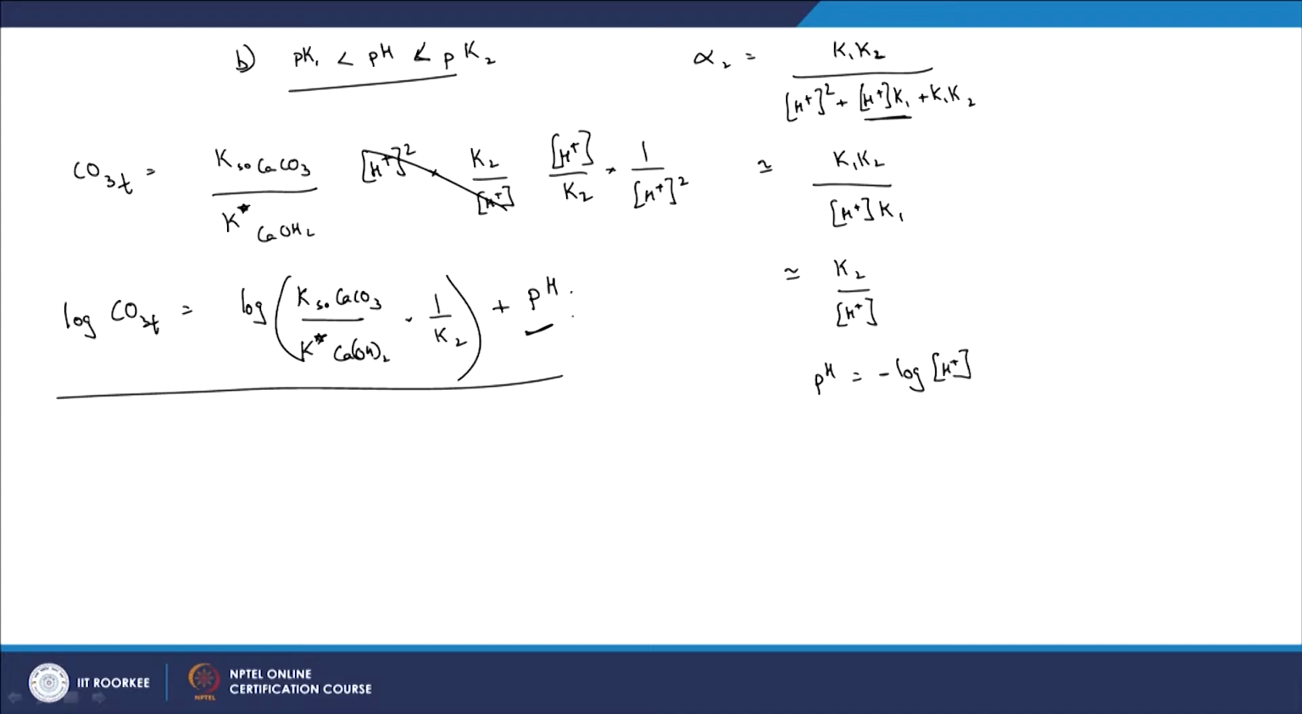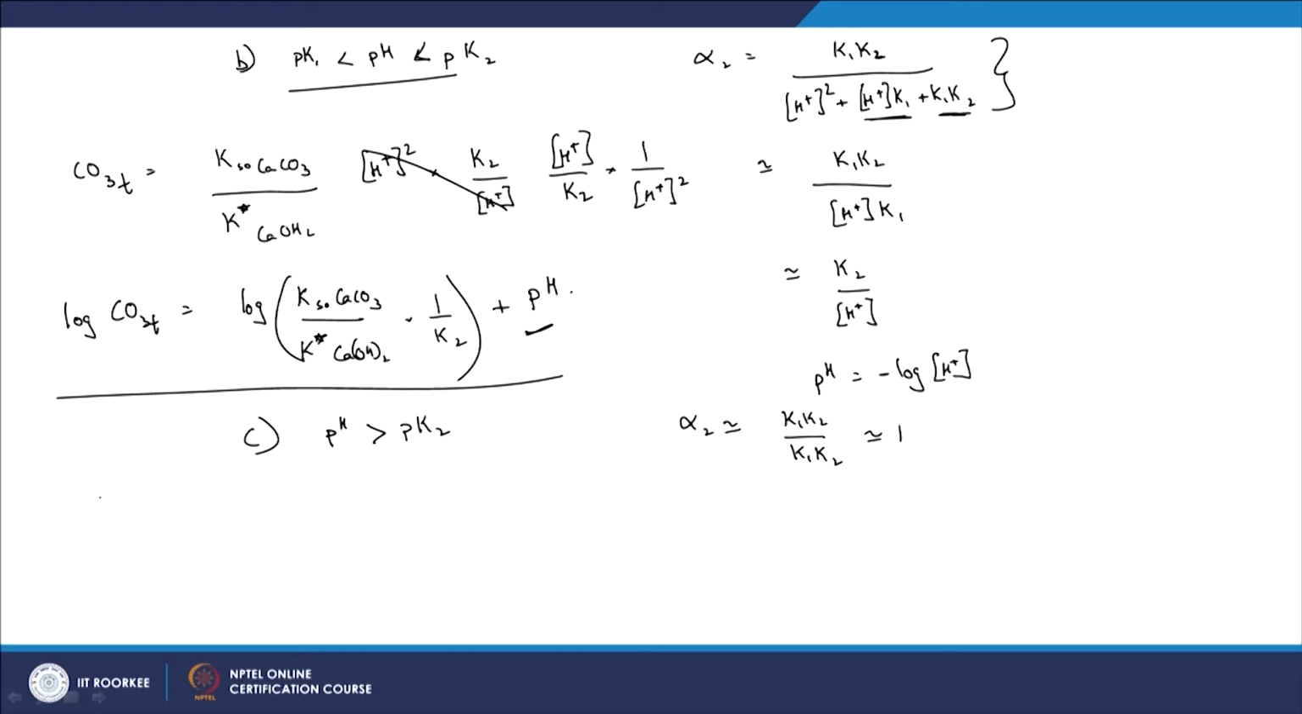So the next case is going to be C, when pH is greater than pK2. What does that mean? That means alpha 2 is going to be equal to, we are looking at this. So obviously which particular term will predominate here? K1 K2 will predominate in the denominator, and that means obviously alpha 2 equals K1 K2 by K1 K2, that means alpha 2 equals 1.